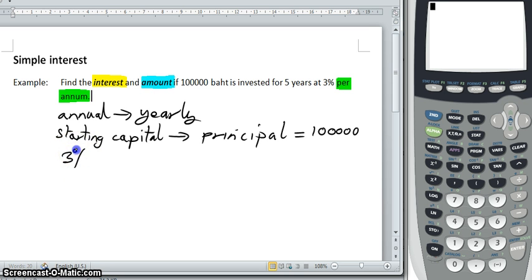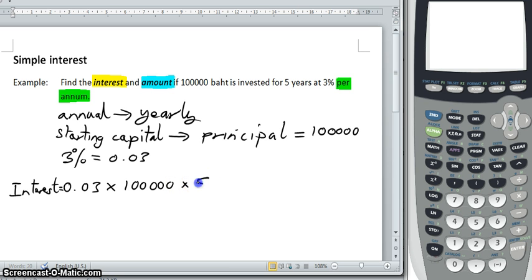Alright, so what we're going to do is 3% of 100,000. Well, 3% is 0.03, and so we're going to do 0.03 times 100,000. Now what makes this simple is that is 1 year, so at the end of 1 year you will have that amount of interest. Let me just put that there, interest. And then what makes it simple is the fact that it's 5 years, and it's the same each year, and so all you have to do is multiply that by 5.